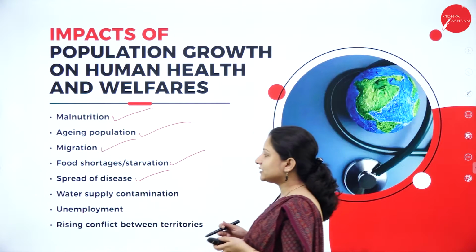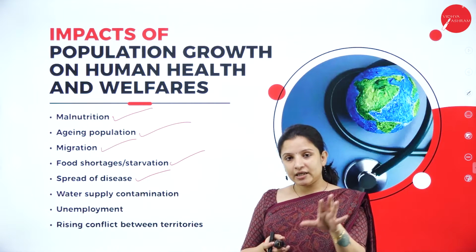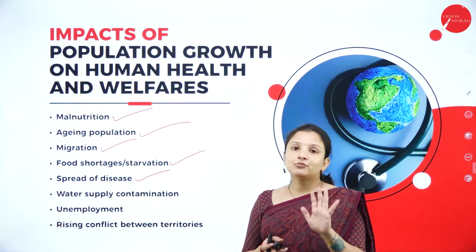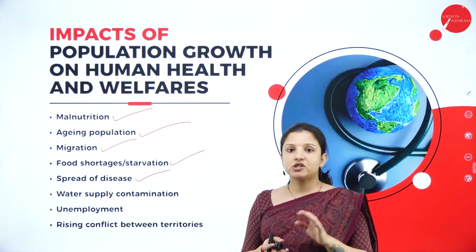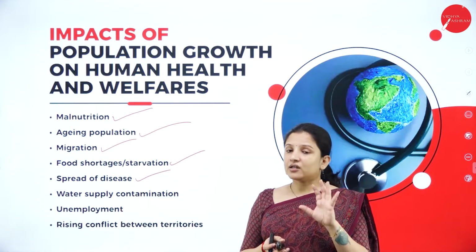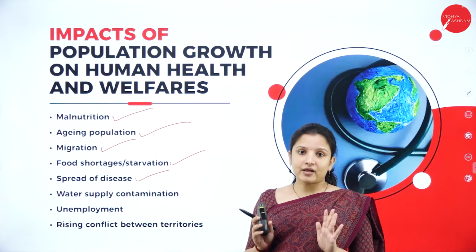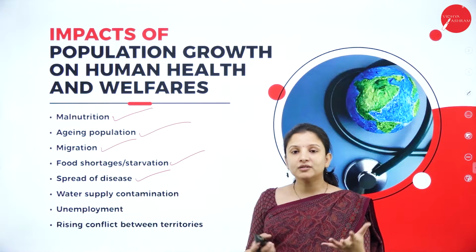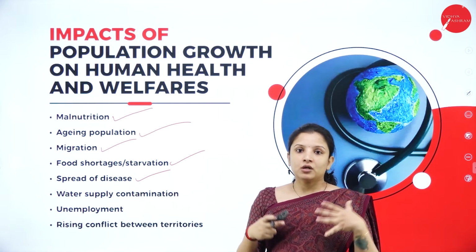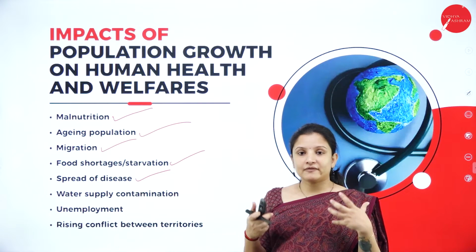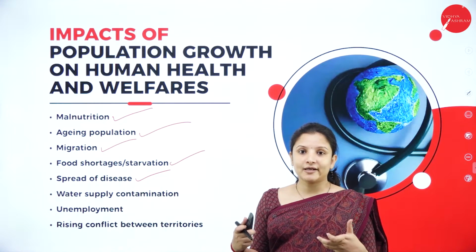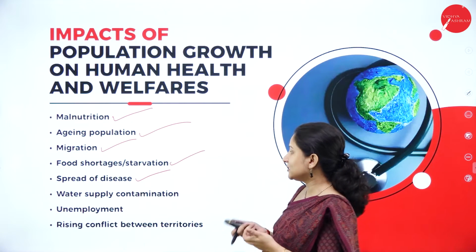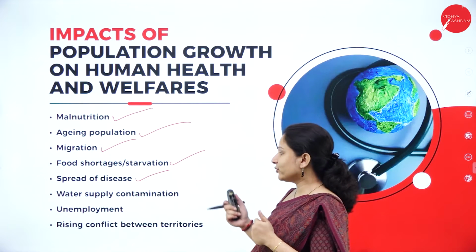Next, it will lead to spread of diseases. Say, for example, in an area there are only 5 houses. The spread of disease is very, very less because that area will be hygienic, well maintained and all that. But in that same area, if there are hundreds of people, then the spread of diseases is more because it will be crowded. That is why, during the corona time, they were saying avoid crowds, don't go to crowded areas, because crowded areas are the home for the spread of diseases. So it will lead to spread of diseases very, very fast.